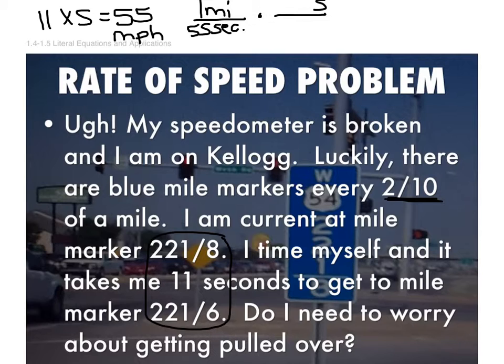So seconds goes on top because remember we want these things to cross out and we want them to be diagonal, which means hours goes on bottom. There's 3,600 seconds in 1 hour. So we multiply straight across and we're going to take 3,600 divided by 55. And I get 65.45 miles per hour. So the question was, do I need to worry about being pulled over? And the answer is yes. So I need to slow down.